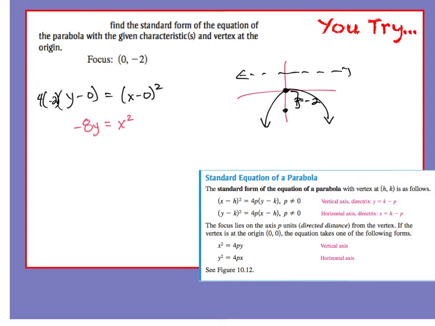Now, I want to also do my directrix. My directrix is the line what? y equals 2. All right. Because again, it's equidistant.